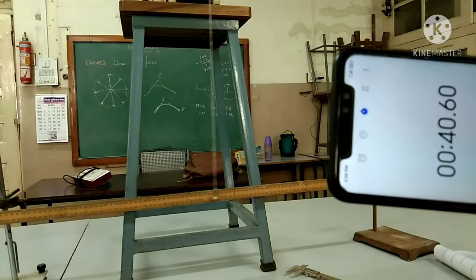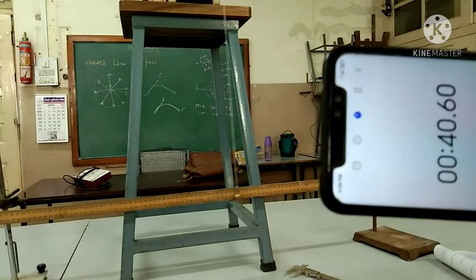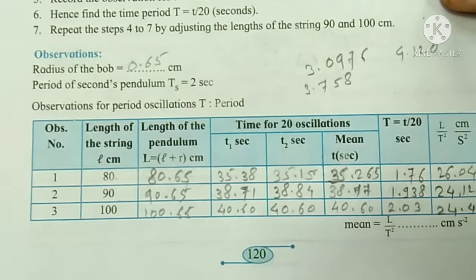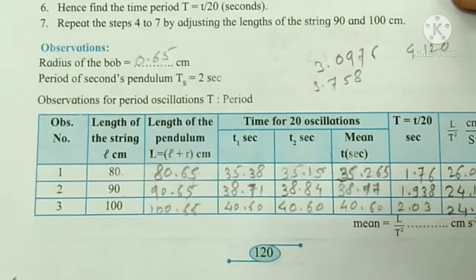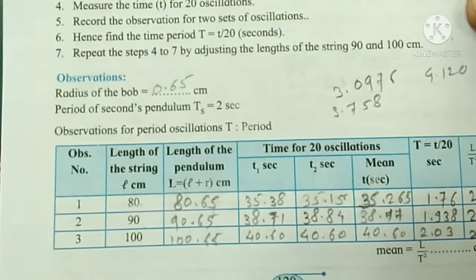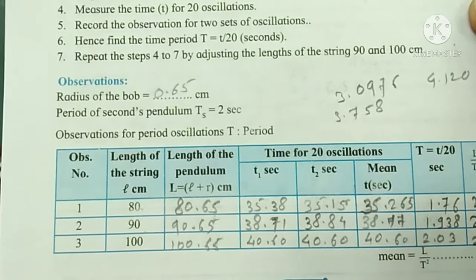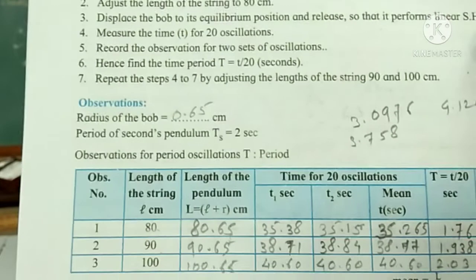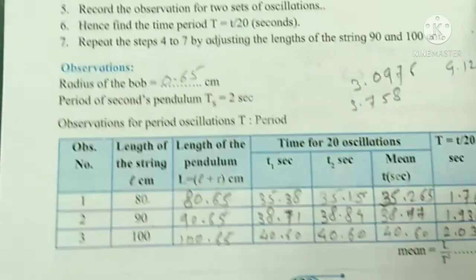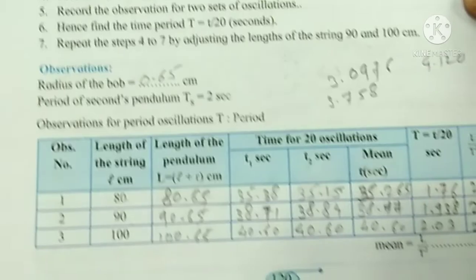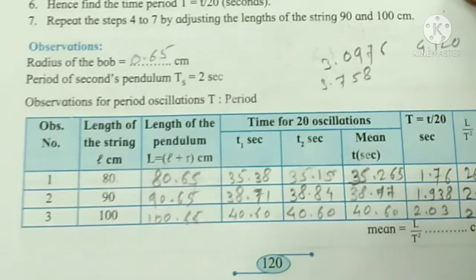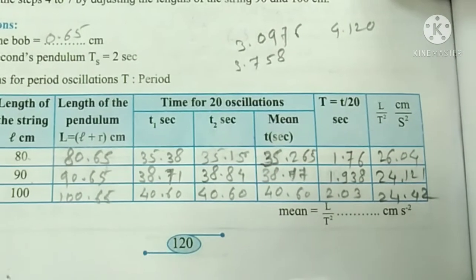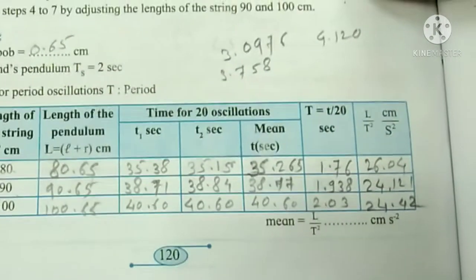Now we want to write down this one. Now see student, here for 100 centimeter length of the string, the time for 20 oscillations is 40.60 for the first set and second set. That reading is the same. So their mean is also the same, that is 40.60. Then the time period for that oscillation is 2.03 seconds, that is simply 2 seconds.